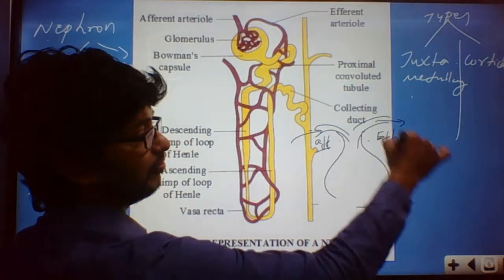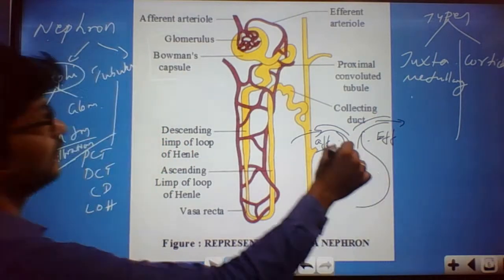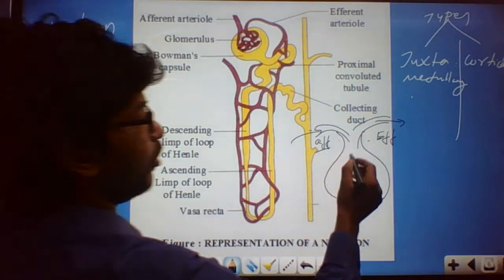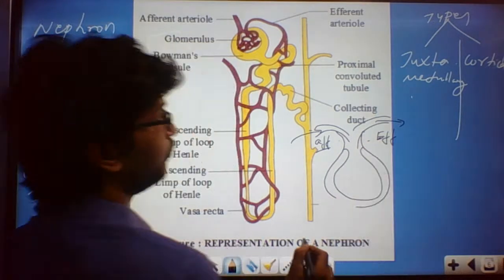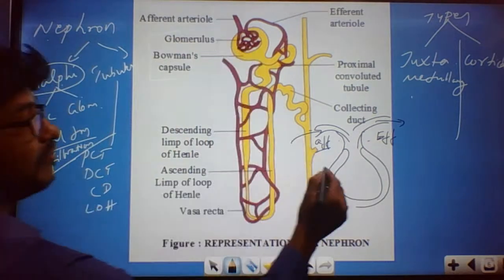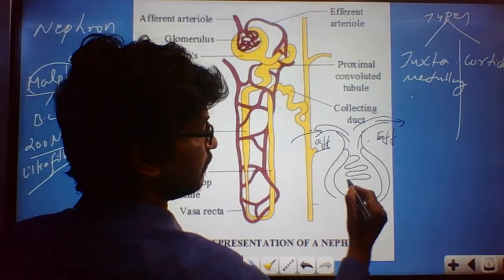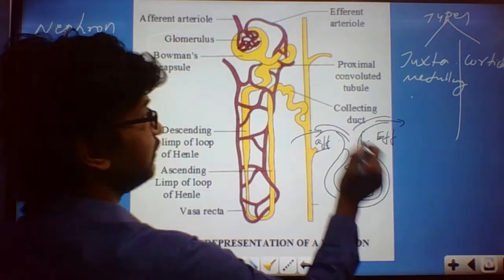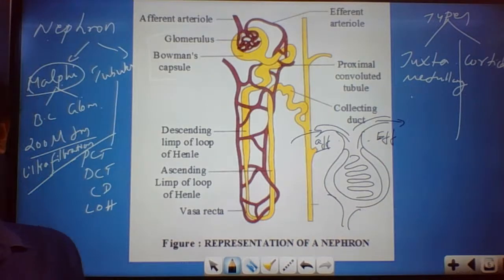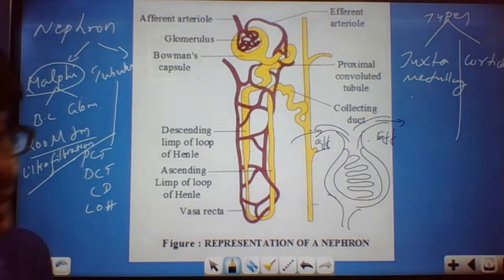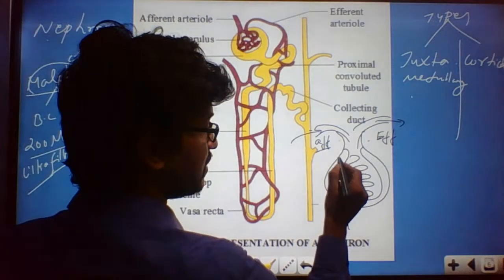Inside, this is actually the Malpighian body. Inside the Malpighian body, you could see the Bowman's capsule, and we have the glomerulus here. In the Malpighian body, we have a special type of cells actually: visceral cells and parietal cells.